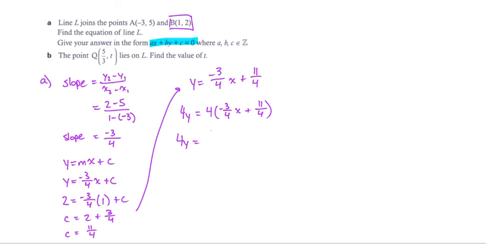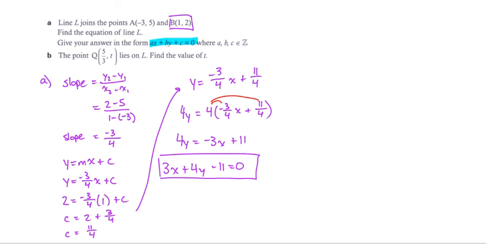The 4's will cancel out, so I'll get negative 3x. And when I distribute the 4 to 11 over 4, the 4's cancel out again. So I get plus 11. So when I rearrange and move everything over to the left, I get 3x plus 4y minus 11 equals 0. So there's my final equation in general form. So now I'm prepared to move on to part B.